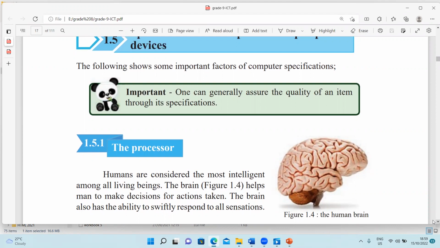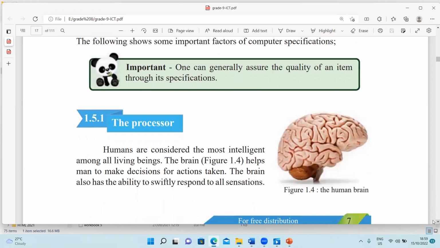So the machine should work fast. That means the display should be clear. If not, users feel bored. They don't like to use it. Okay, so the processor. Humans are considered the most intelligent among all living beings. The brain helps to make decisions for actions taken. The brain also has the ability to swiftly respond to sensation.